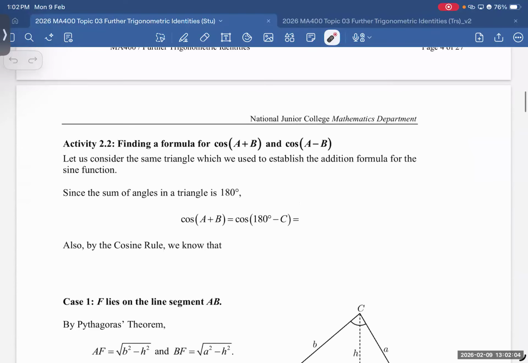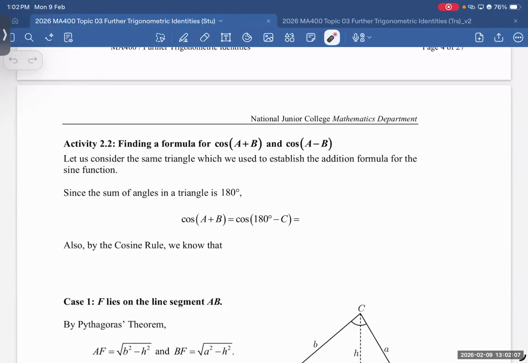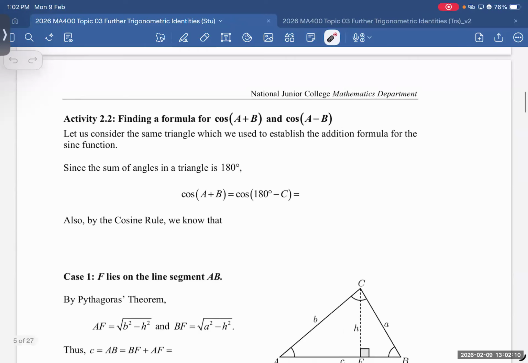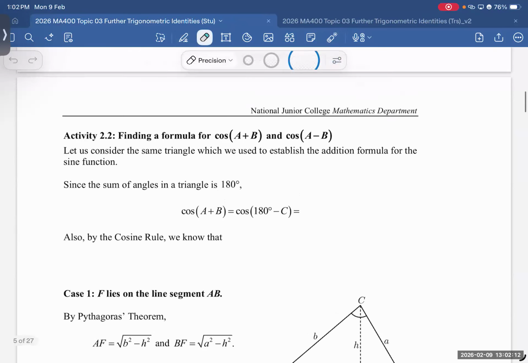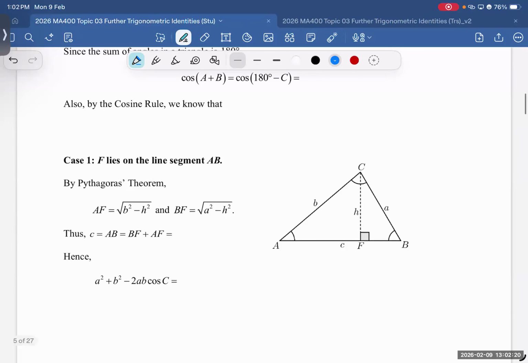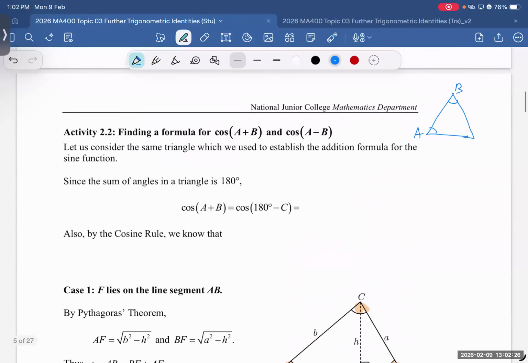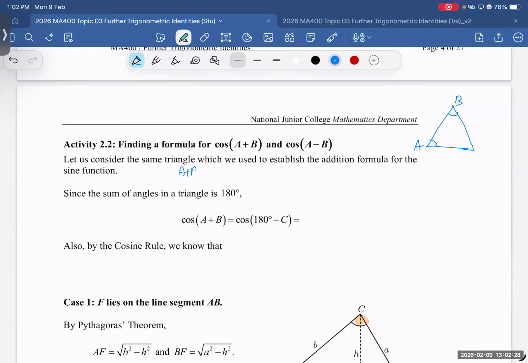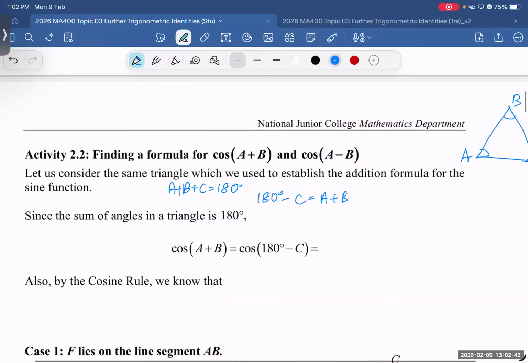Activity 2.2. Proving the cosine addition formula. So first one, if I say ABC looks like that, remember the start of the narrative was angle A, angle B, angle C. So we know that angle A plus B plus C is 180. Is that correct? So therefore, can I say that 180 minus C is the same as A plus B? Is this correct?